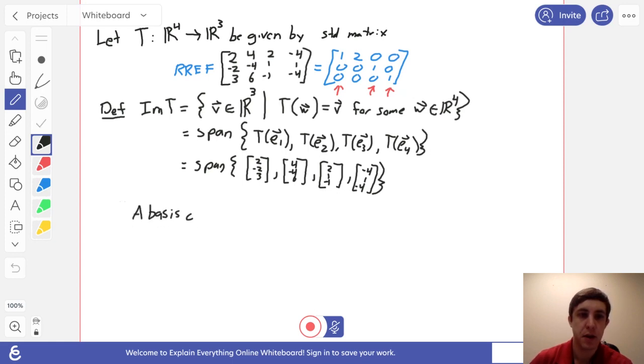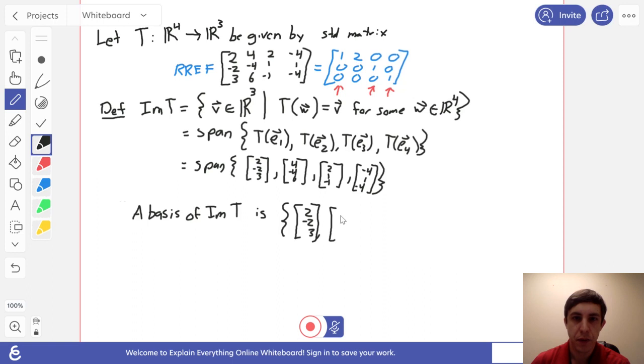So a basis of the image of T is simply the set containing those 3 vectors: 2, -2, 3, skipping the second one, then the third one, 2, 1, -1, and the fourth one, -4, 1, -4.